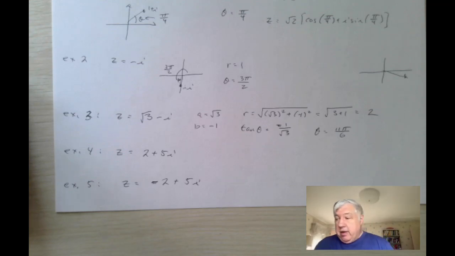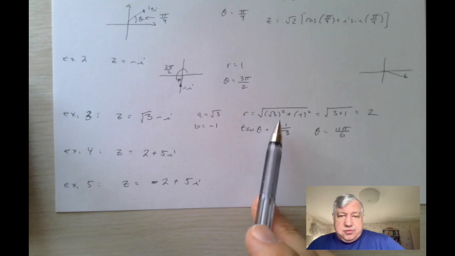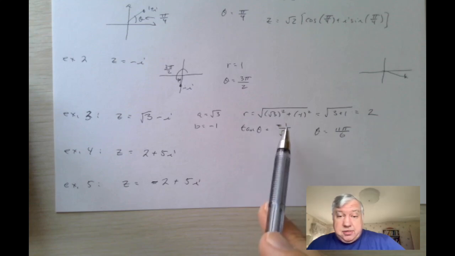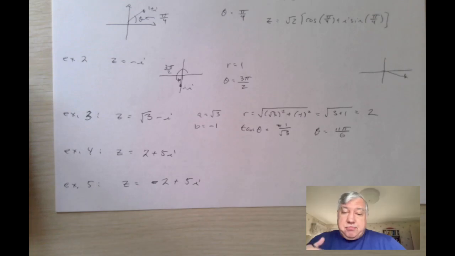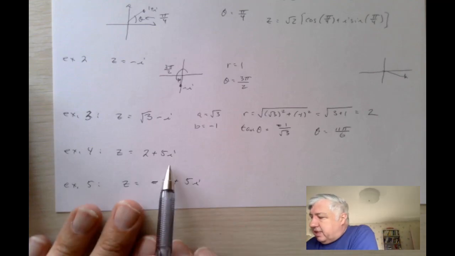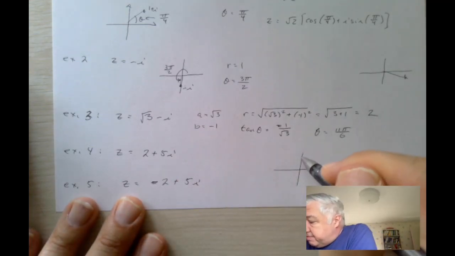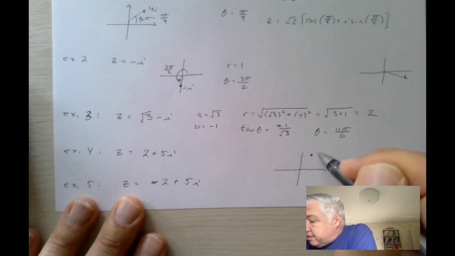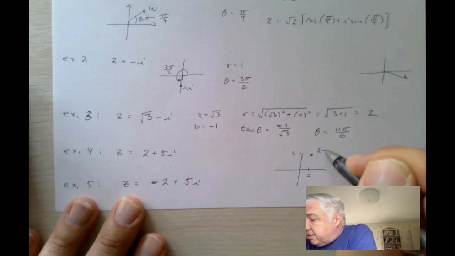You could have also just used your calculator, the inverse tangent of this number, and that would give you negative pi over 6, and you still have to add 2 pi to this. Okay, 2 plus 5i, that's going to be up here. So here's 2, here's 5, so this is 2 plus 5i.